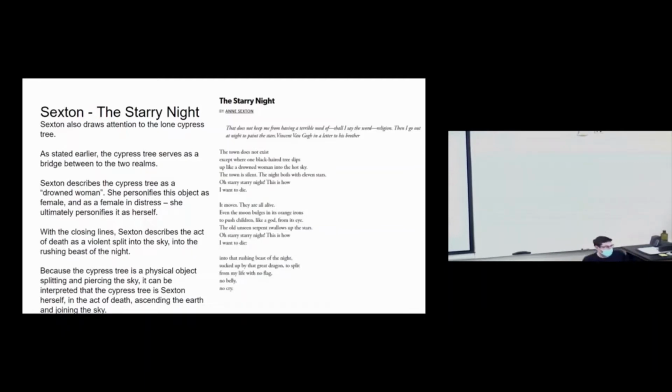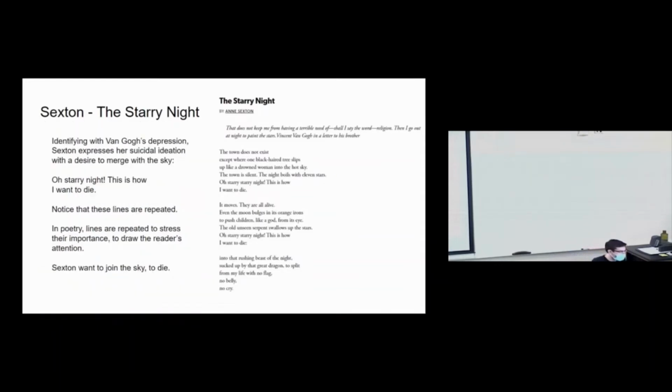Now, within the closing lines, Sexton describes the act of death as a violent split into the sky, into the rushing beast of the night. Because the cypress tree is a physical object splitting and piercing the sky, it can be interpreted that the cypress tree is Sexton herself in the actual act of death, ascending the earth and joining the sky. So again, that final stanza, the death scene is into that rushing beast of the night, sucked up by that great dragon, to split from my life with no flag, no belly, no cry.